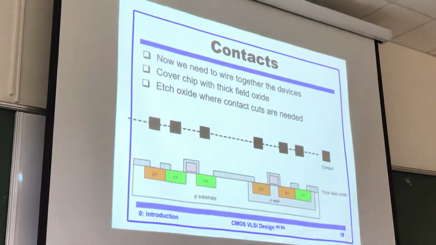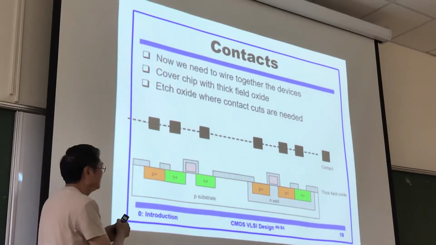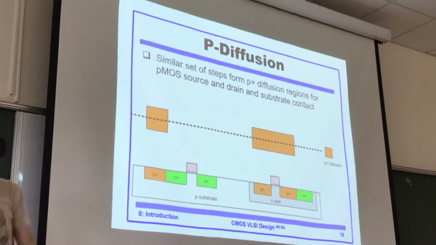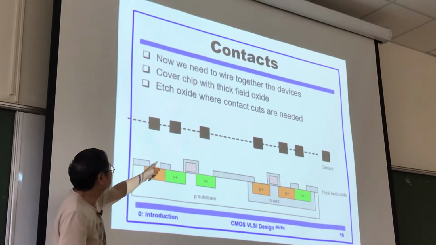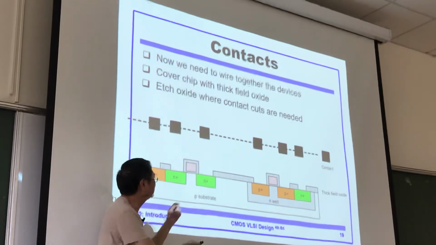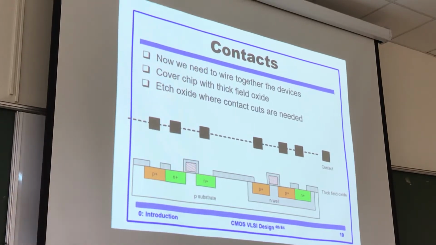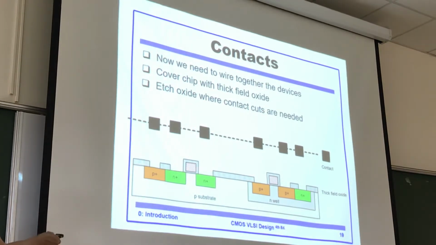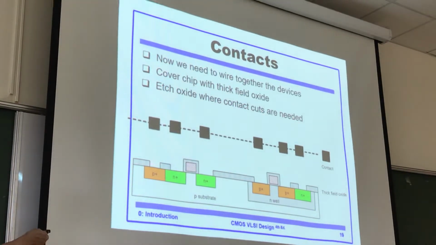And then we have contact. Like I said, contacts are just like holes. Before this step, we grow the insulator again, and then only these are big holes right there. Using the pattern, we cover the chip with thick field oxide, and etch the oxide where contacts are needed. This cuts the hole.